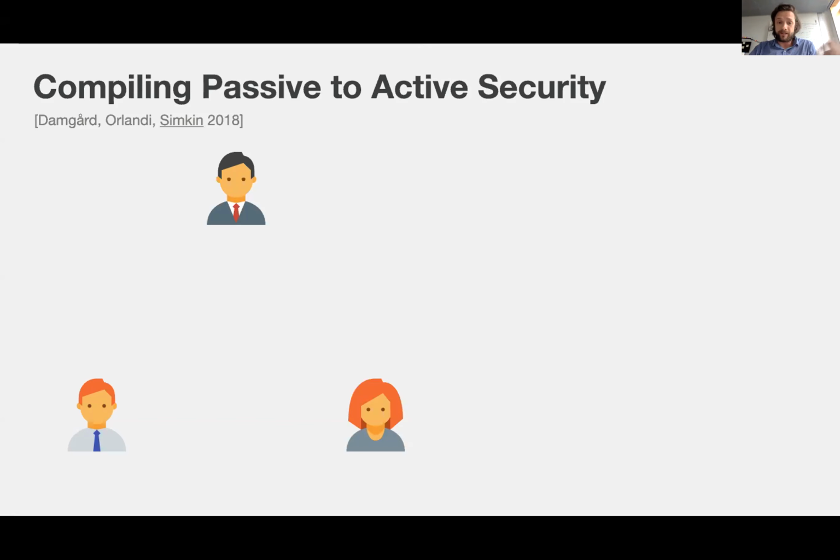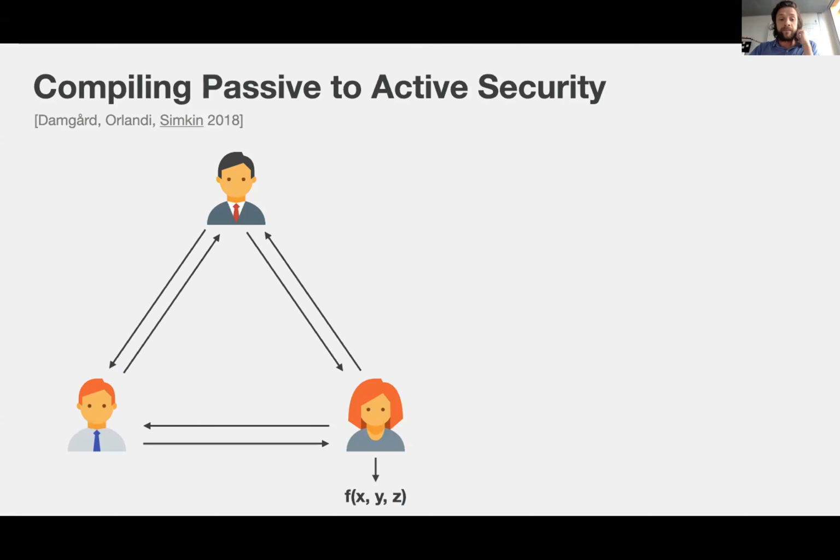So our starting point is this compiler. Just quickly recall it: we have 3 parties and they would like to compute some function, and assume they have access to some passively secure protocol. If a malicious adversary sends a bad message, then potentially the output of the computation will be incorrect. Now we would like to use this passively secure protocol to generically construct an actively secure protocol.